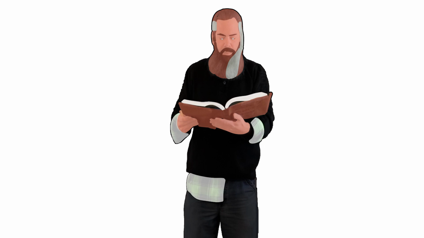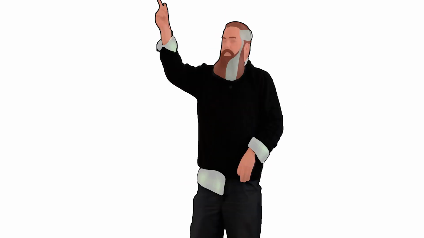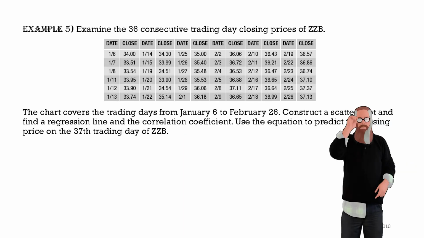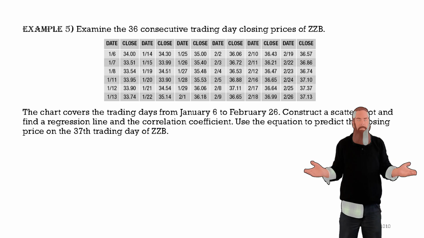In the first 4 examples, we found simple moving averages that allowed you to smooth the data in order to get a clear picture of trends. In the examples that are going to follow, you'll do the same using statistical and graphing features of a calculator, software, or spreadsheet. Examine the 36 consecutive trading day closing prices for ZZB.